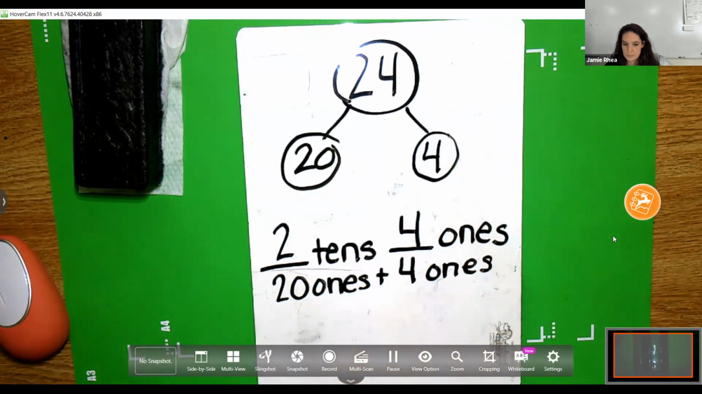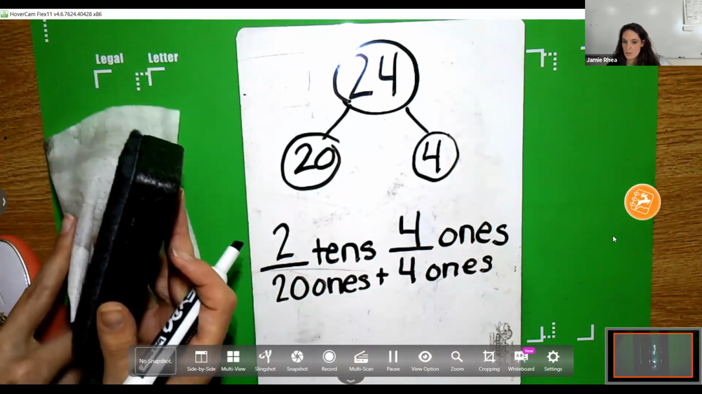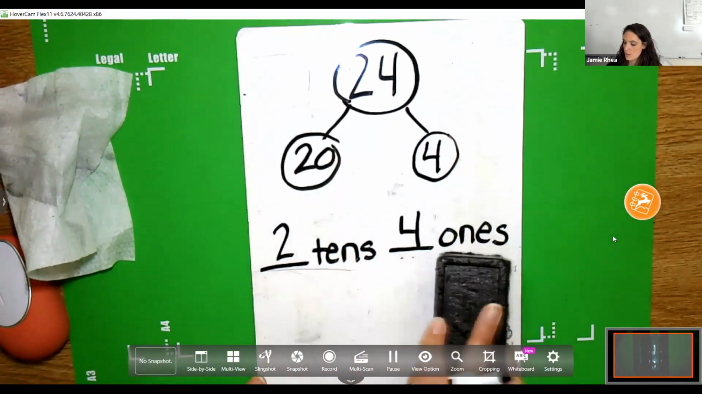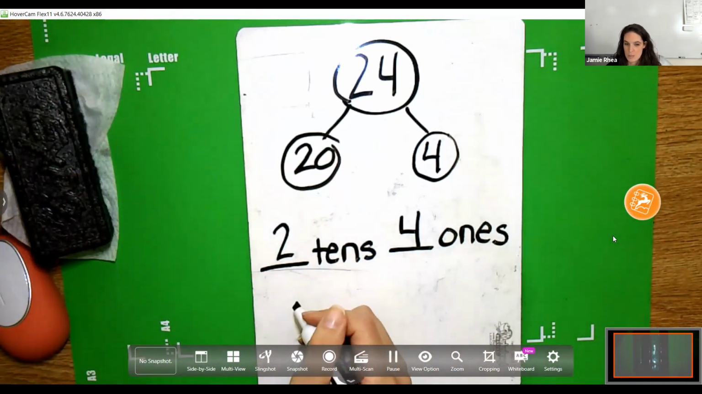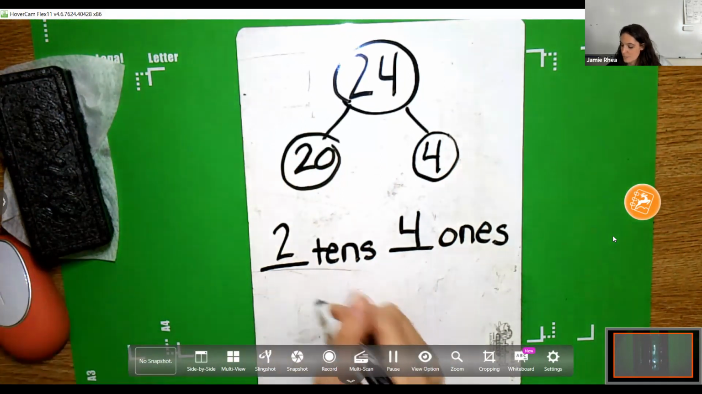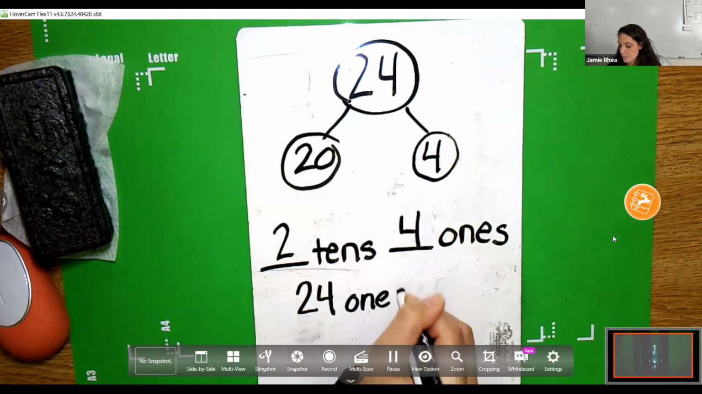Now, mathematicians, how many ones is that? How many ones is the same as 2 tens, 4 ones? 24. Yes, 24 ones. Let's do another one. Go ahead and erase your board and I'll put a new number out.